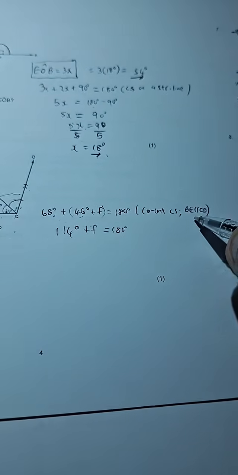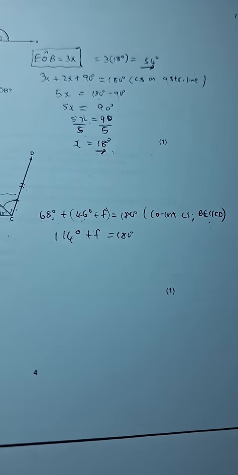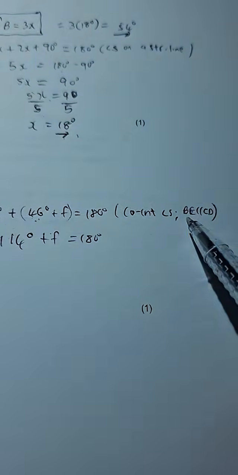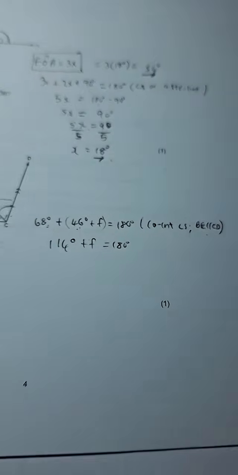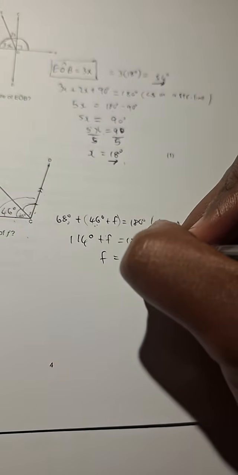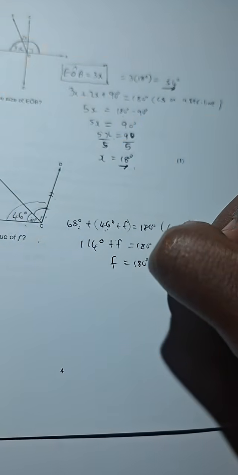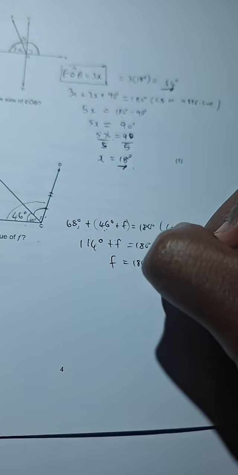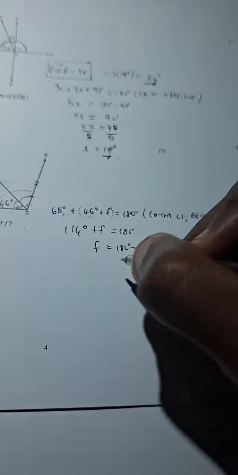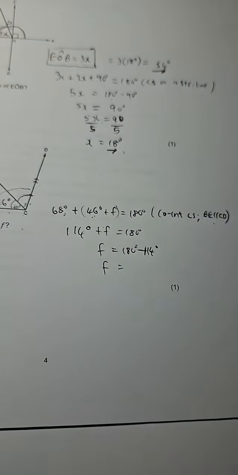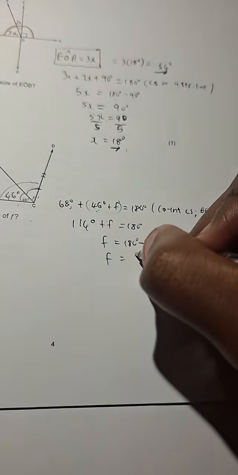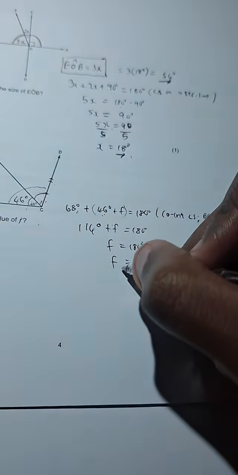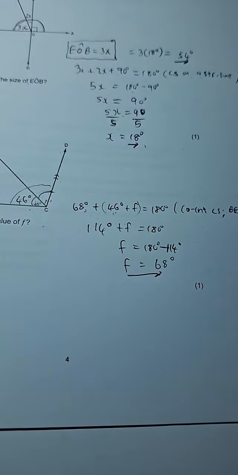This is so important. You see my reason? Very, very important. Co-interior angles, you must state the lines that are parallel. Please, please, please. Then we transpose the 114. Okay, and then we solve. 180 minus 114. All my calculator people are here. Thank you so much. F is equal to 68 degrees.